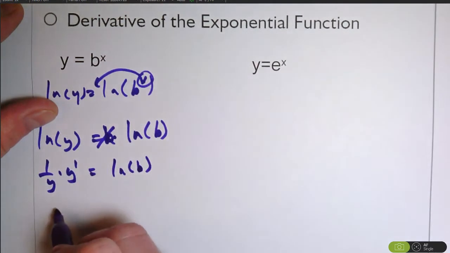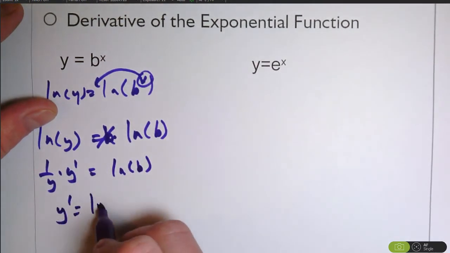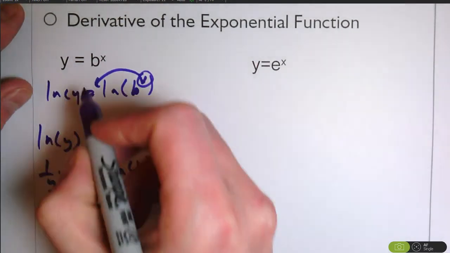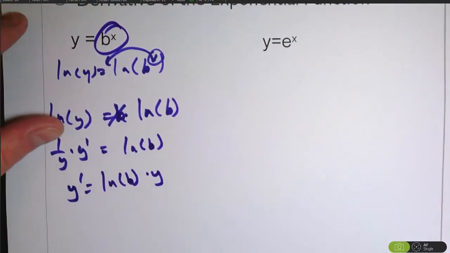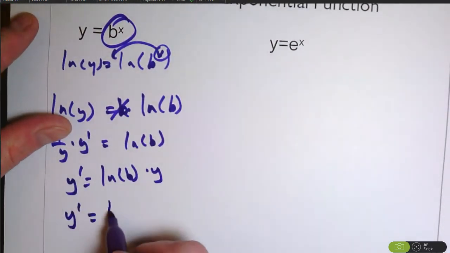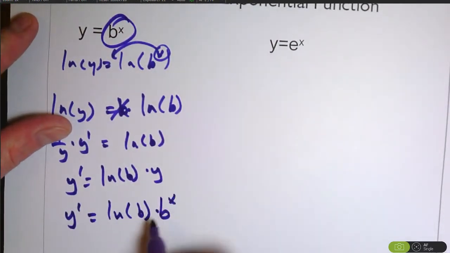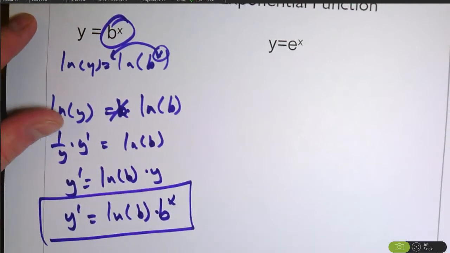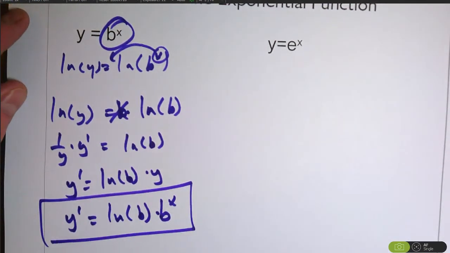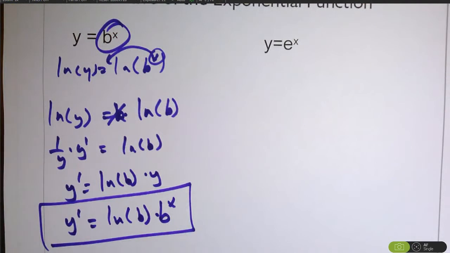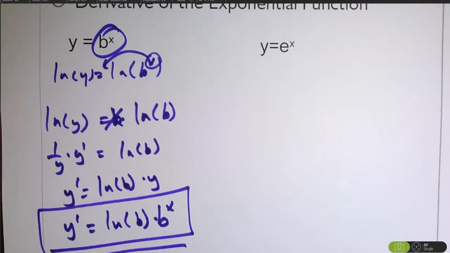Then multiply both sides by y. And what was y? It was b to the x. So I get y prime equals ln b times b to the x, which we'll come back to in a second. But that's the general derivative function for exponential functions.